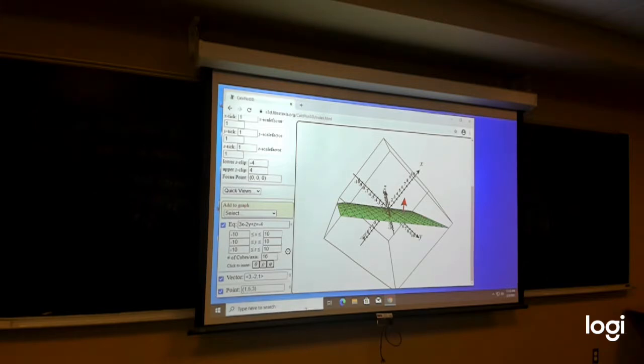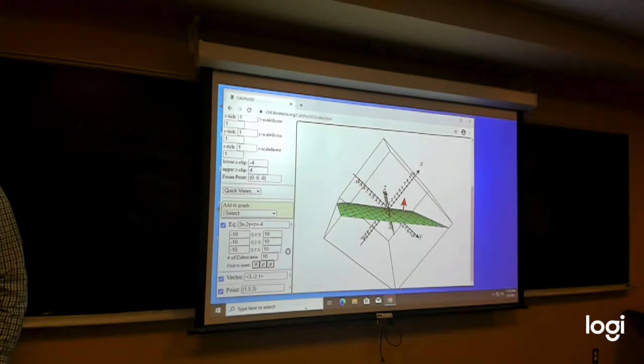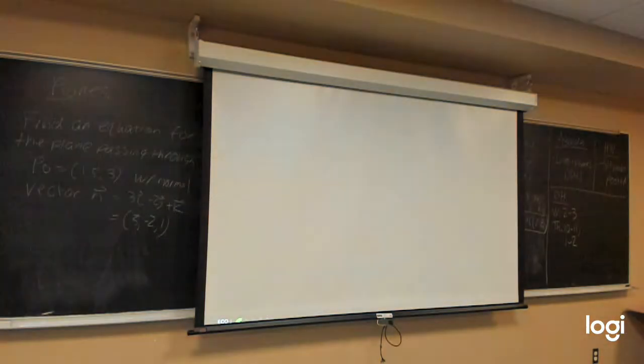What we should be able to do, just being given a base point P naught on our plane and this normal vector n, is find a formula for our plane using what we just talked about with ax plus by plus cz type stuff. Any questions about the visualization here before we move on to actually doing some computation?